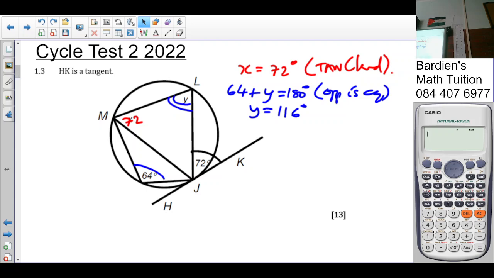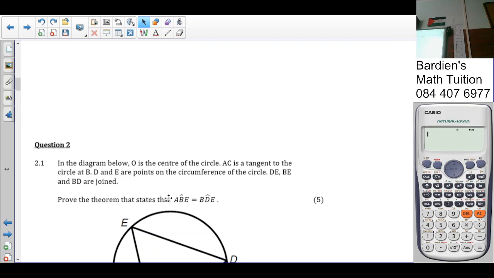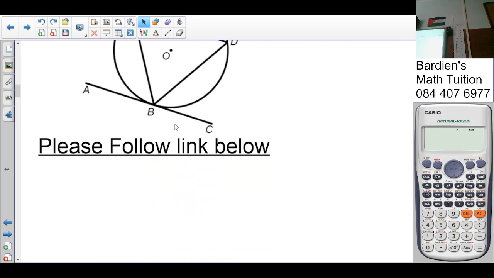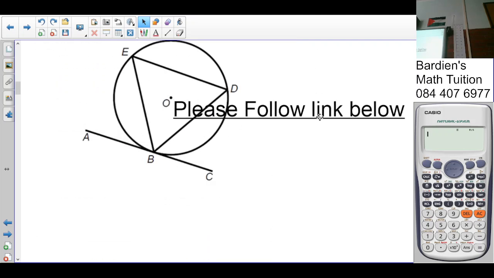In the next question, I told you which theorem is coming in. Didn't I tell you? I gave you 5 marks, but half of you didn't get the 5 marks, which is the proof of the tan-chord theorem. I told you it's coming in. So I'm not going to waste my time on this now.